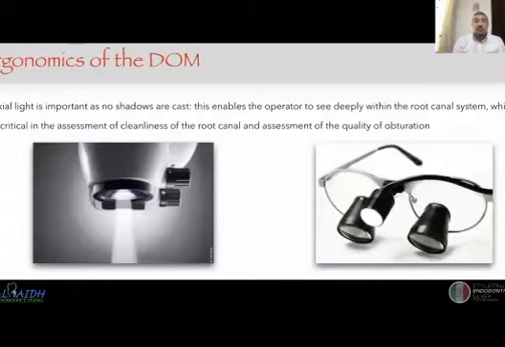And this is evident, and this is very important, especially if you are working in the deeper apical parts of the root canal system. You can use the loops for the pulp chamber and maybe the coronal part, but for the middle part or the apical part, for sure, you need the microscope.